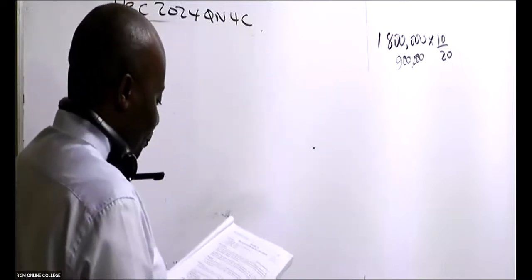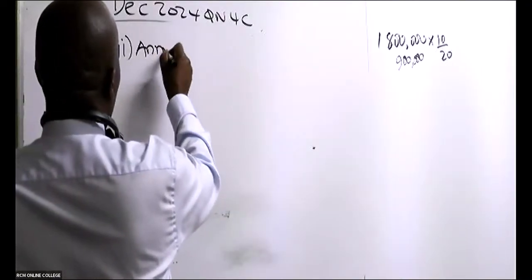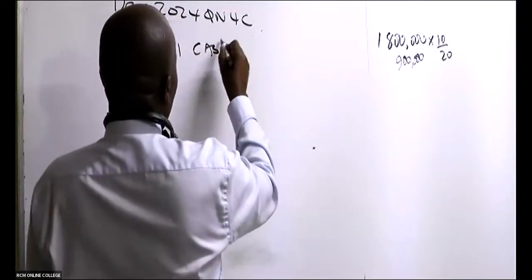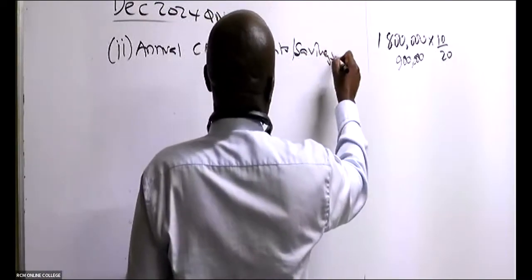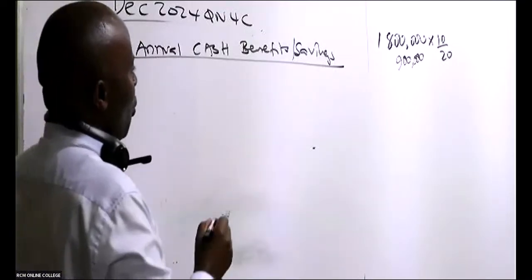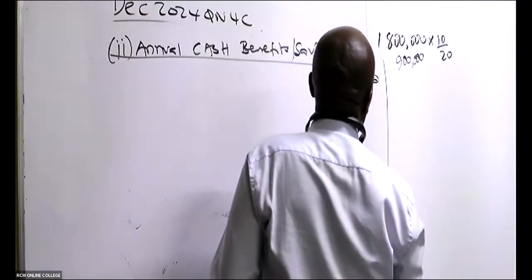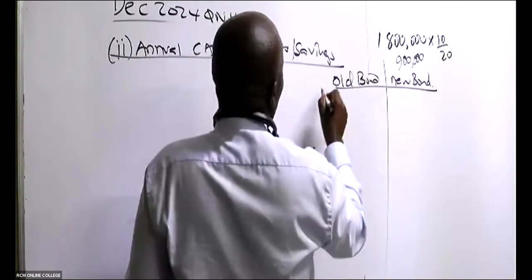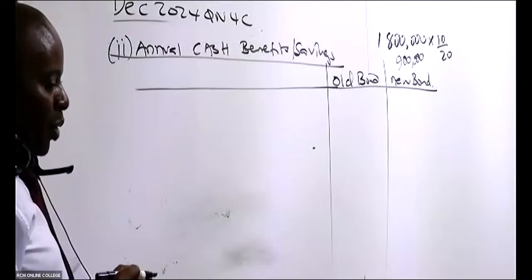We have here number 2: annual cash benefits or savings. So here we shall be able to compare 2 bonds, old bond versus new bond. That's what you do.